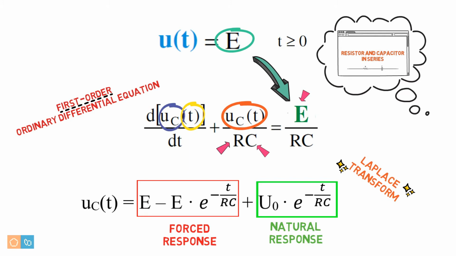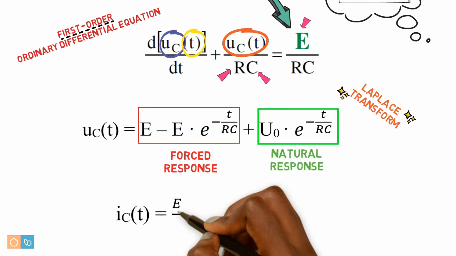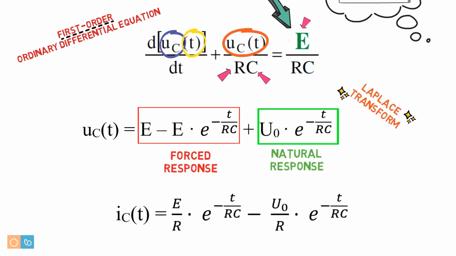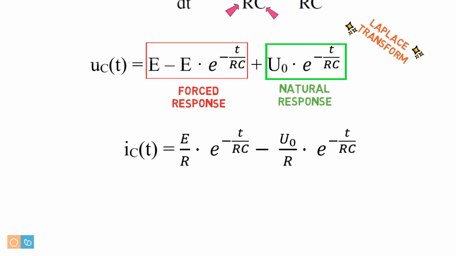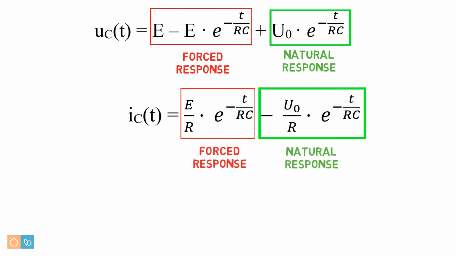We can also determine the current through the capacitor, which is exactly the same across the source and the resistor for t equal or greater than 0, which is given by this equation. Once again, we can see that the total response equals the sum of the forced response and the natural response. Well, but how do we get to this equation? Well, it's really easy, through the equations that we went through before.